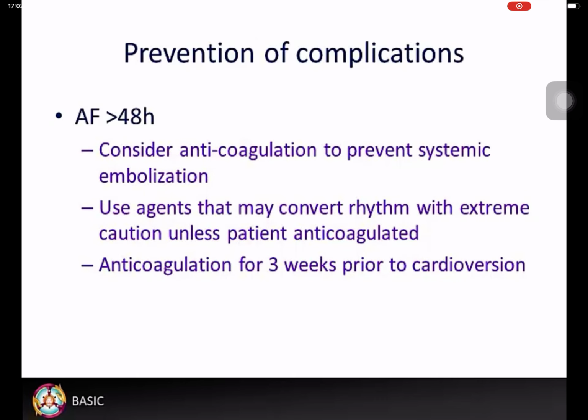In patients who are in AF for more than 48 hours, consider anticoagulation to prevent systemic embolization. Use agents that may convert the rhythm to sinus rhythm with extreme caution unless the patient is anticoagulated. And give anticoagulation for 3 weeks prior to cardioversion.